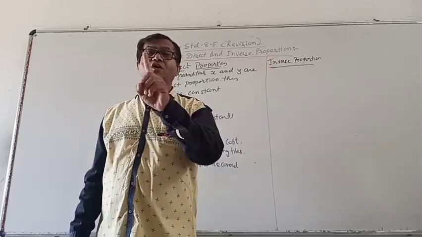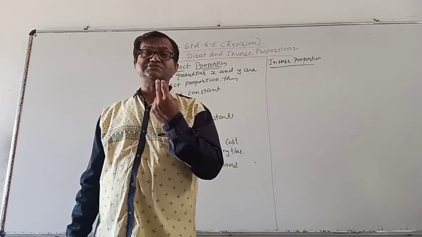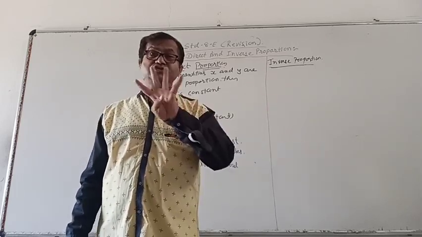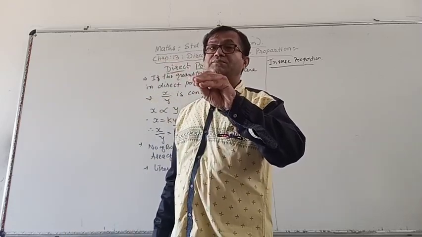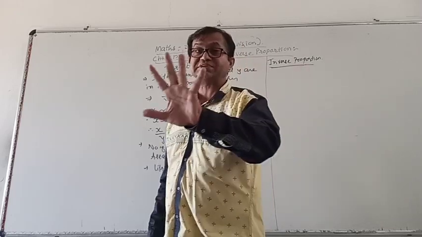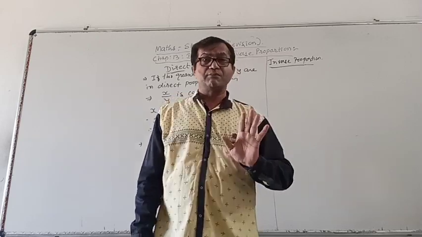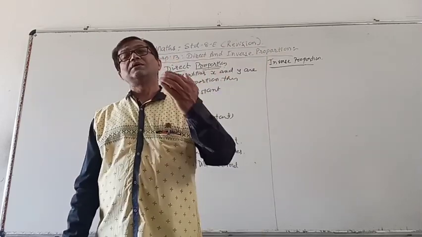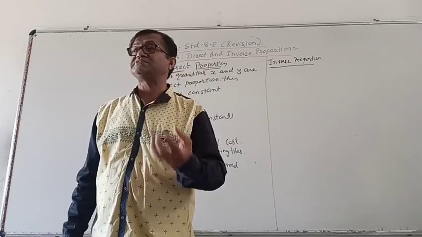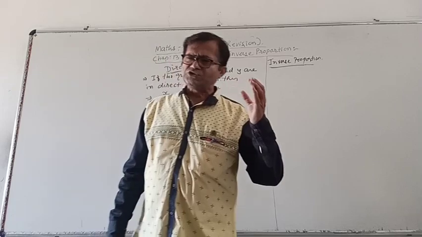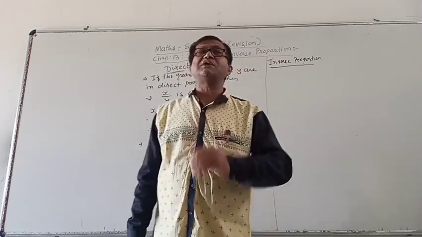So here the number of children is decreasing, but the number of chocolates they get is increasing. 100 students, only 1 chocolate each. 50 students, 2 chocolates. 25 students, 4 chocolates. 20 students, 5 chocolates. 10 students, 10 chocolates. So here the number of children is decreasing, but the number of chocolates that they will get is increasing. That type of situation is known as inverse proportion.